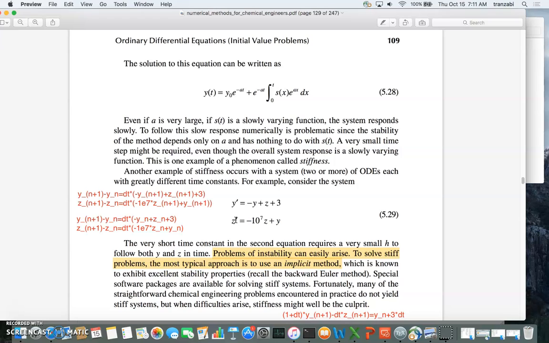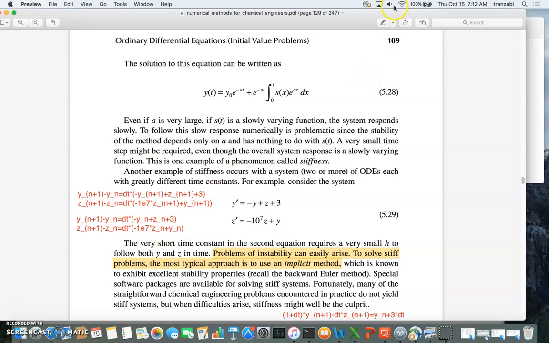If you solve this using forward Euler, then we get something like this, right? y_{n+1} minus y_n for the left side. For the right side, we get dt times the right side at time n. That's what I have here. And for the bottom equation, we have z_{n+1} minus z_n is equal to dt times the right side at time n. So, no problem.